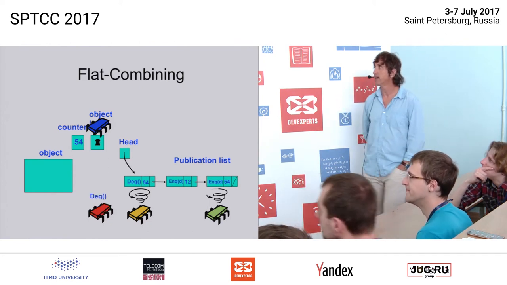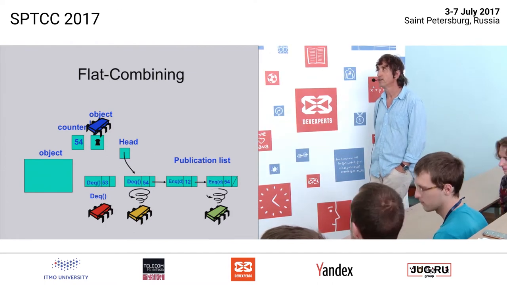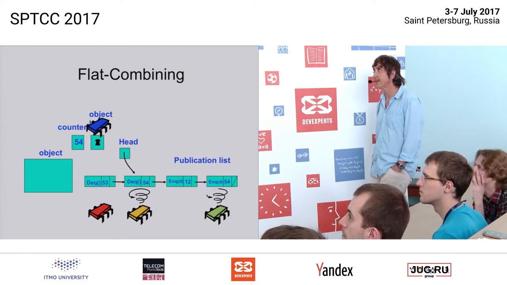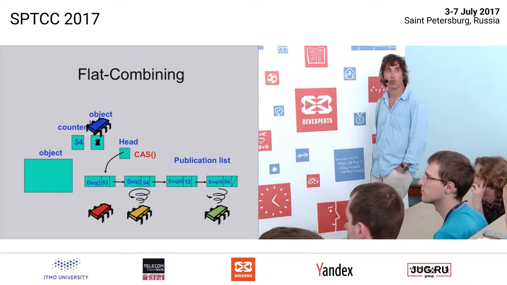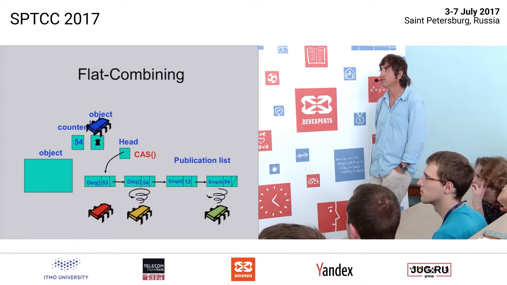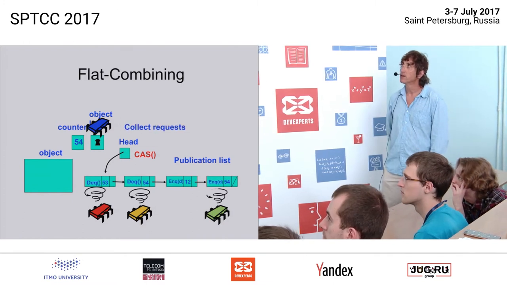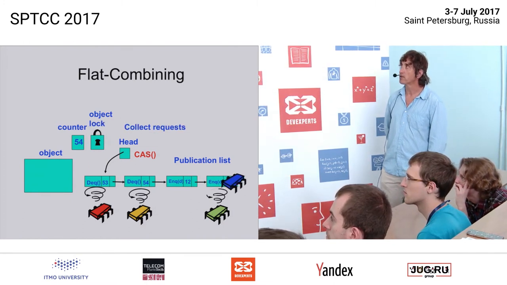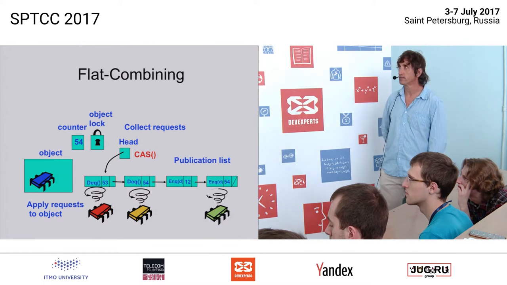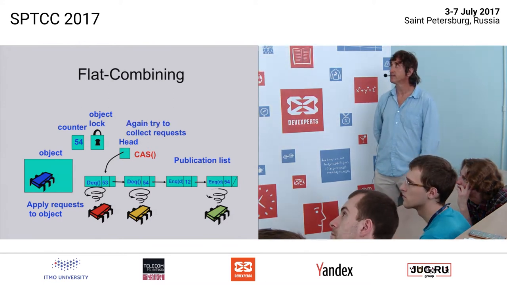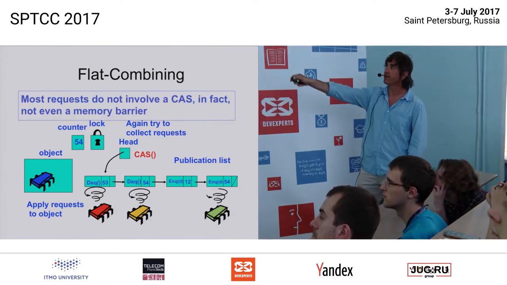Here's another guy, a red guy. He wants to do a dequeue too. His record is not in the list. So he adds his publication record to the list, adds the dequeue, and uses a compare and swap to add himself to this list one time. For this first time, he adds himself to the list and then he spins. And now the blue guy goes and collects all the requests and applies them to the object, just like in Oyama. And he can do that again.